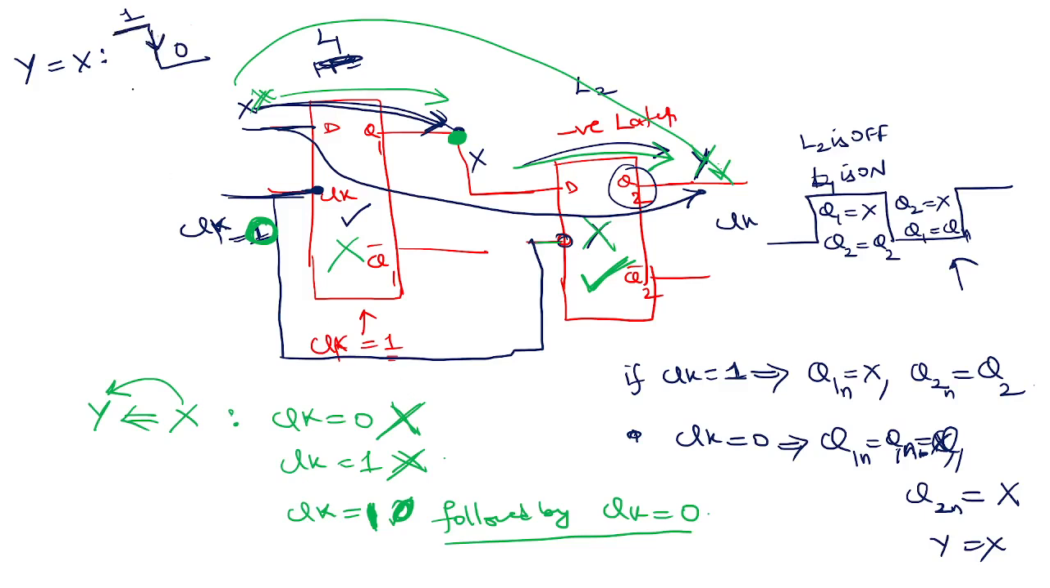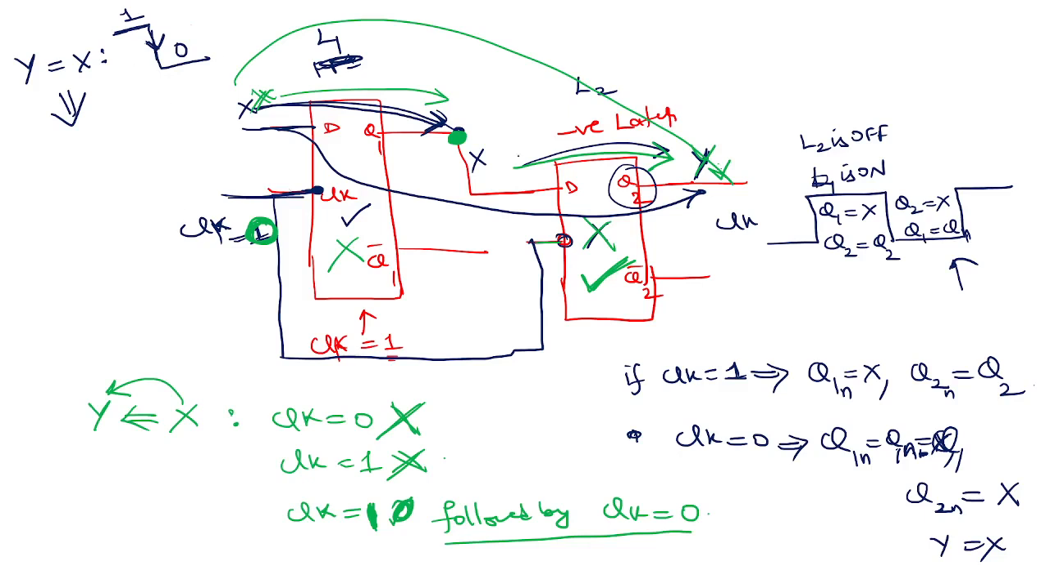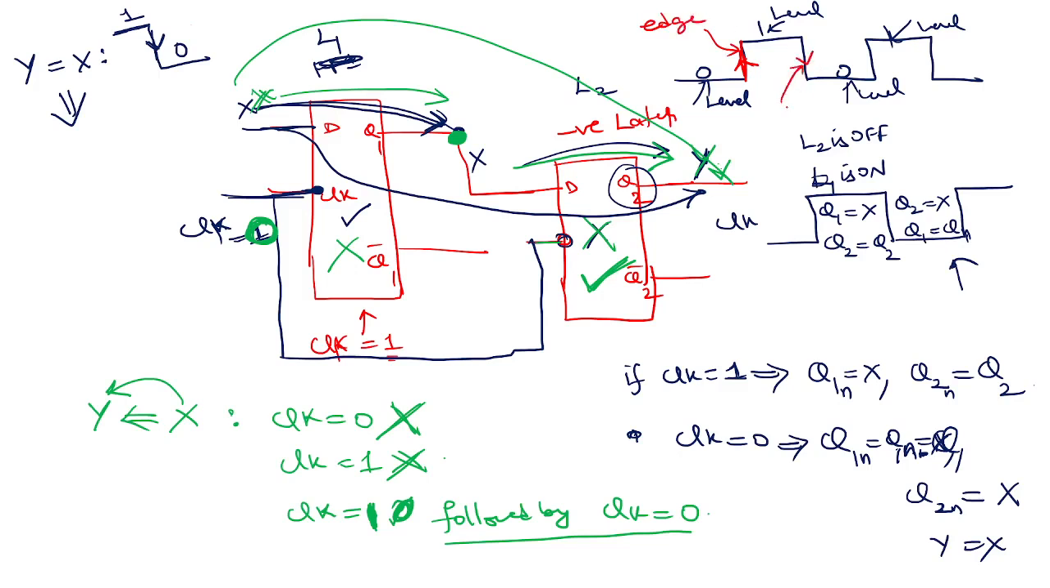Alright? So if you look at the output, what is it sensitive to? This is not sensitive to the level. For a clock 0, 1, 0, 1, this is called level. Again, this is level. This is level. What is this called? This is called edge. This is edge. This is edge. This is edge.